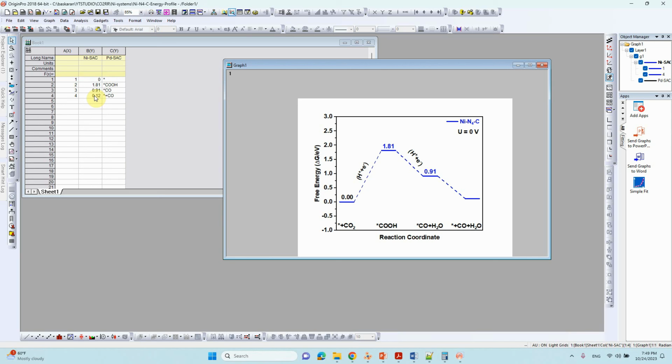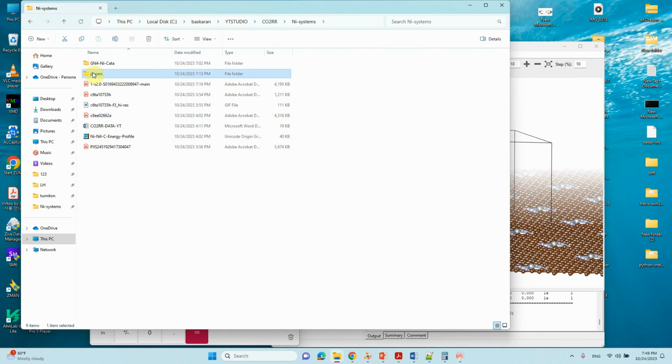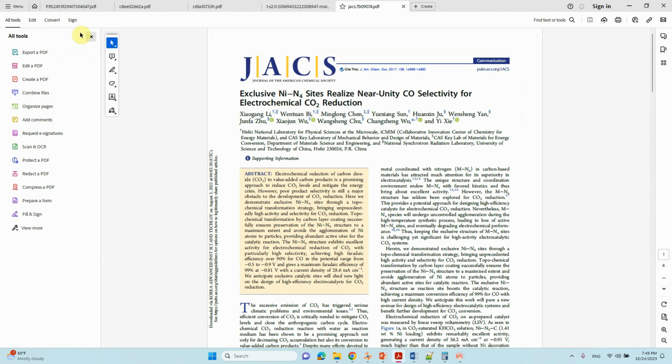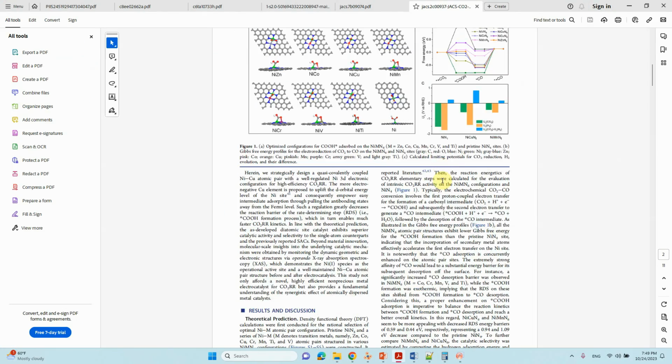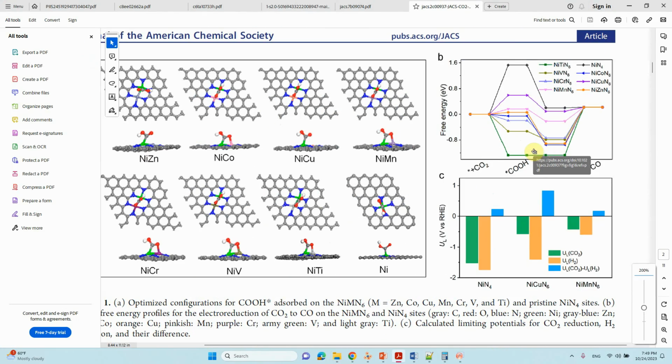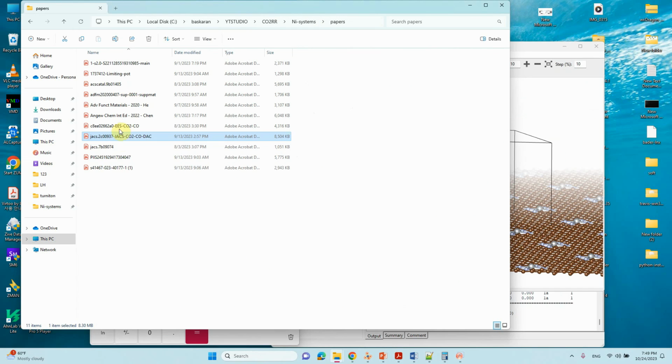0.12. This is actually the equilibrium potential for CO2 to CO formation. We need to use this value only. If you see some papers, they always use this value only. I will show you that paper. If you see this paper, they always put this value here, 0.12. You will find this. Every paper uses this value, the equilibrium potential for CO2 to CO conversion. That's why I also used the same value. I will also show other papers.